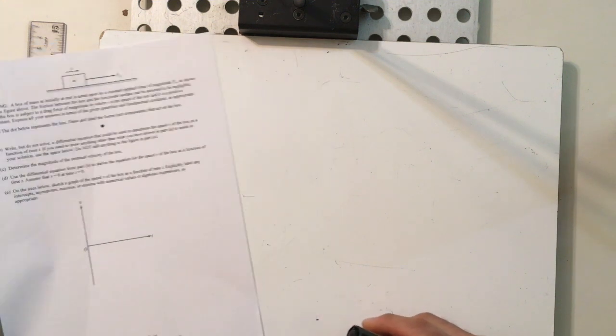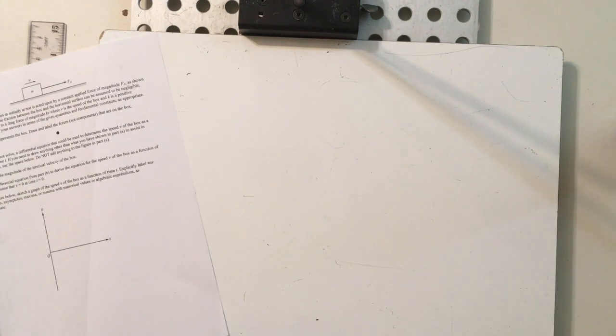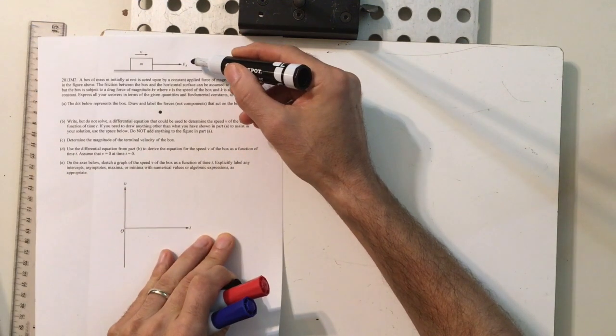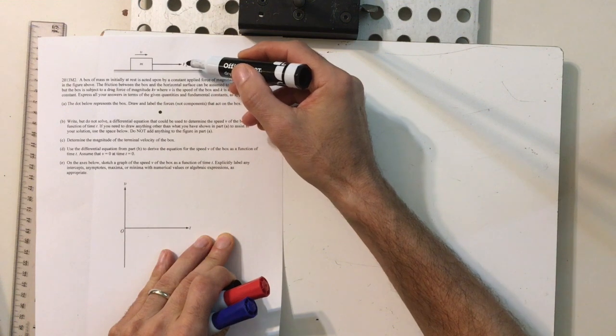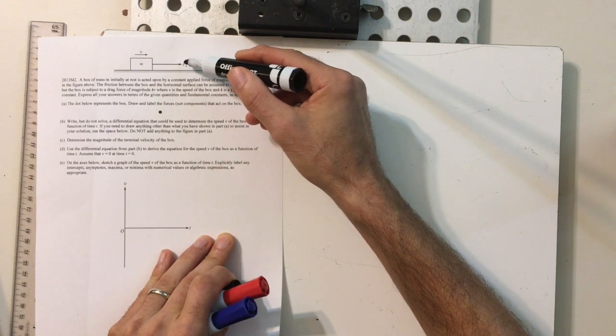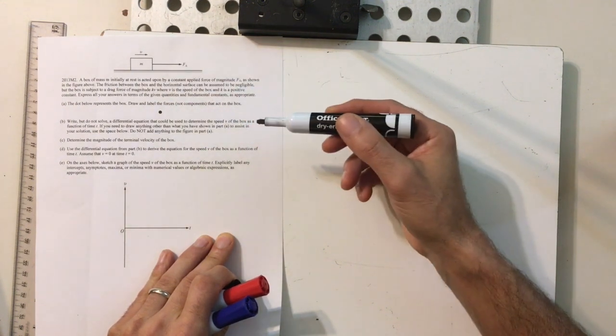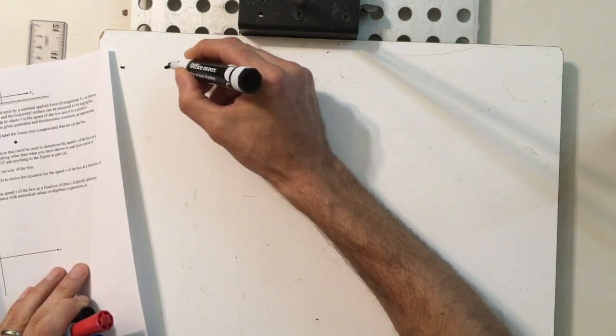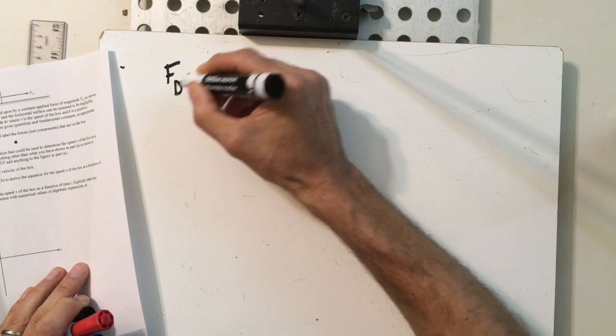So we don't need to draw anything, but this box is subject to a constant force applied by some agent that's not shown, and the force is F sub A. There's no friction between the box and the surface, but there is a drag force of magnitude kv.